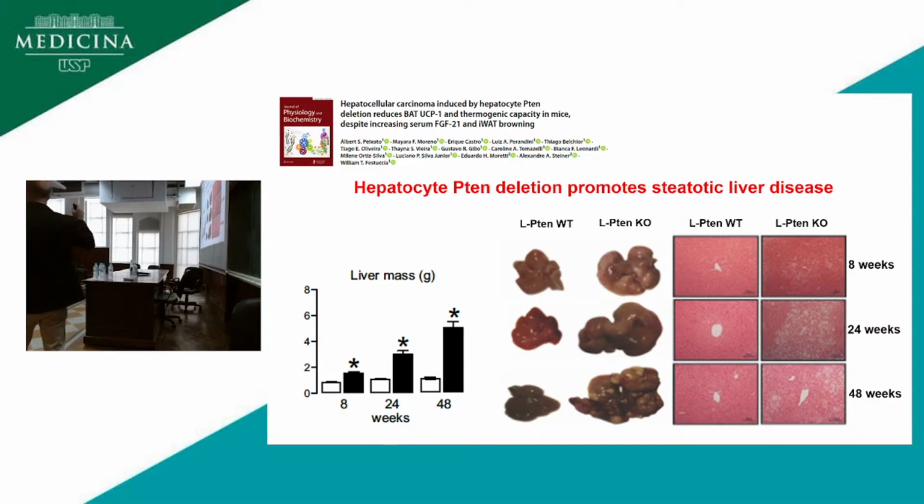And what is interesting about this mouse model is that we are able to reproduce the different phases of the liver disease progression. So here at 8 weeks, we are able to see a simple steatosis. When we evaluate the liver of these mice when they are 24 weeks old, we do see fibrosis and inflammation. So it's markers of steatohepatitis. And if you keep these mice up to 48 weeks old, we are able to reproduce the hepatocellular carcinoma in these mice.